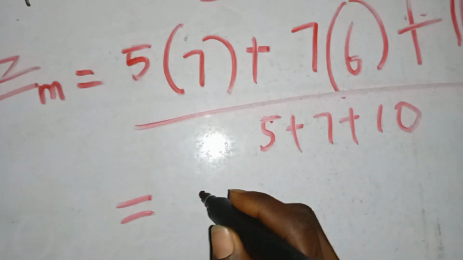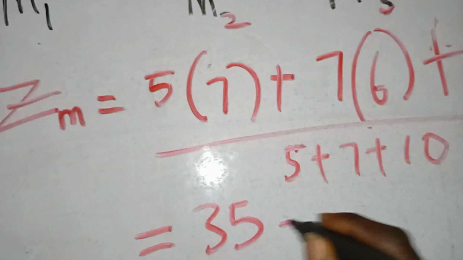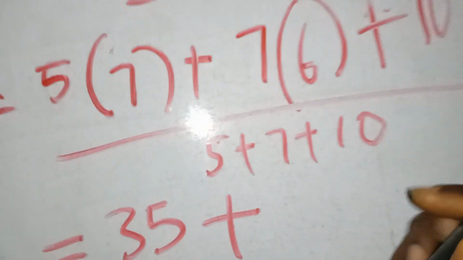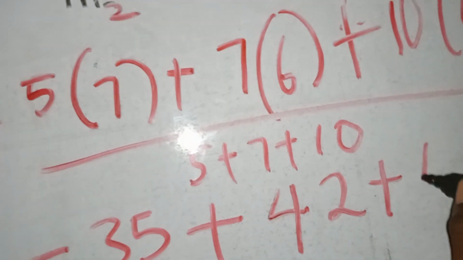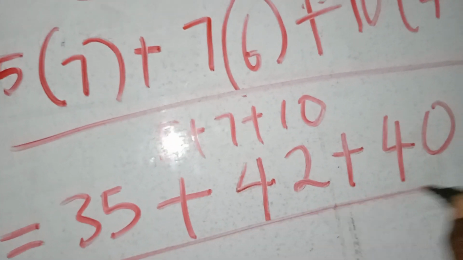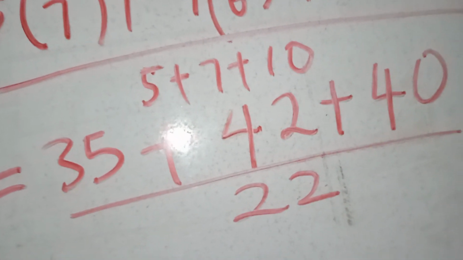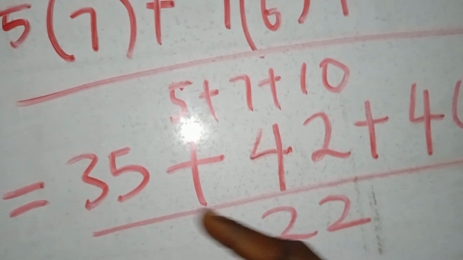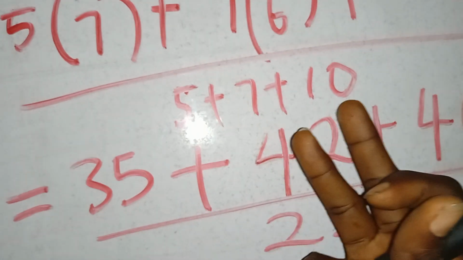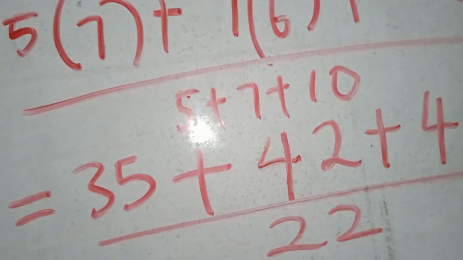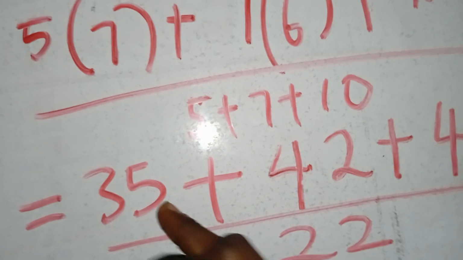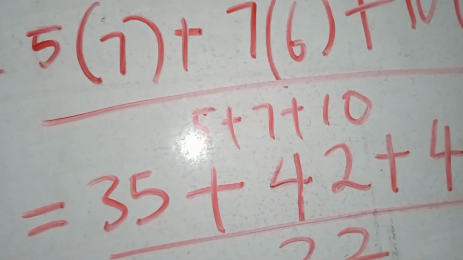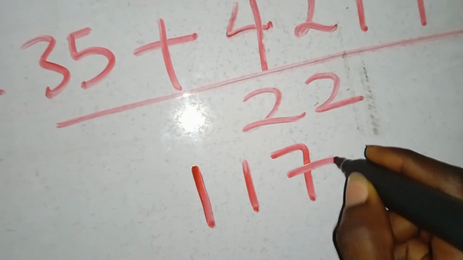This is the same as saying 35 plus 42 plus 40, all over 22. And you know that this is the same as saying 82. Now if you have 82, take the 5 and put here 87. 40 plus 40 is 80, plus 2 is 82. Carry 5, put here 87. Now this is 10, 10, 10. That is 97, 107, 117. So this is the same as 117 all over 22.